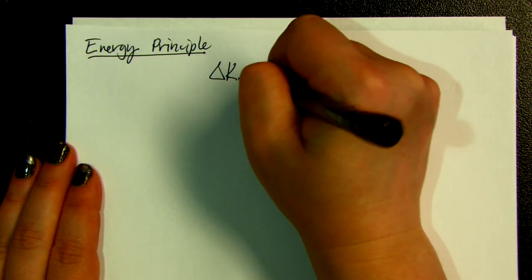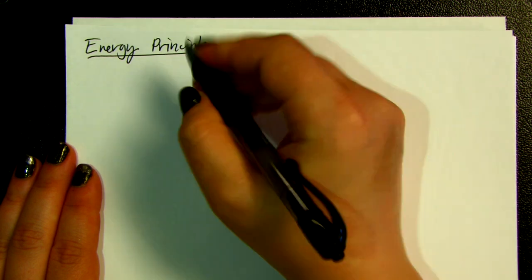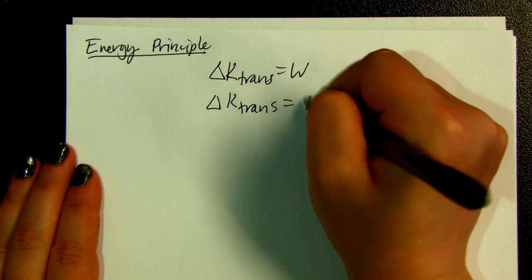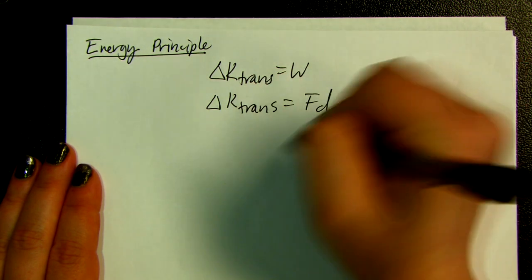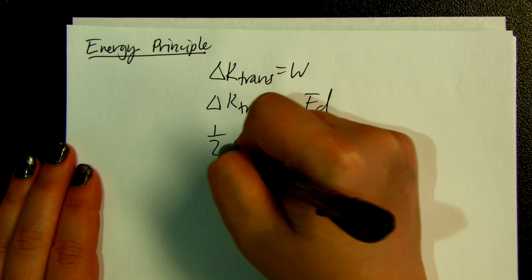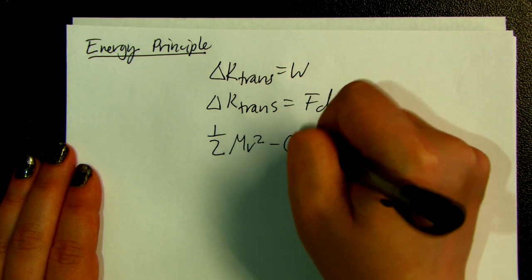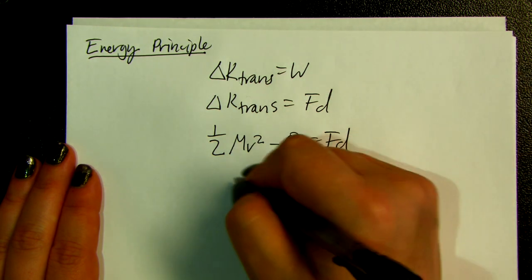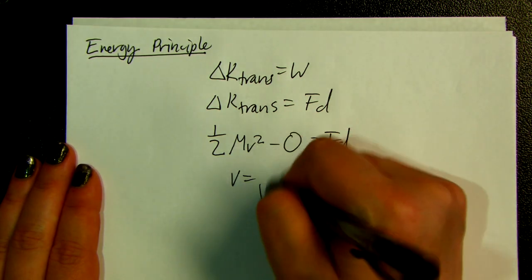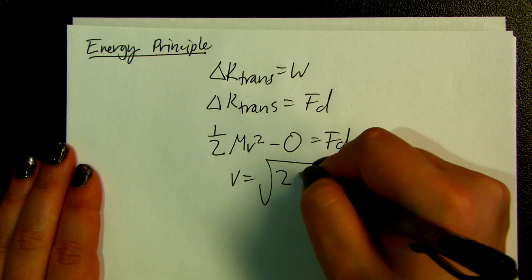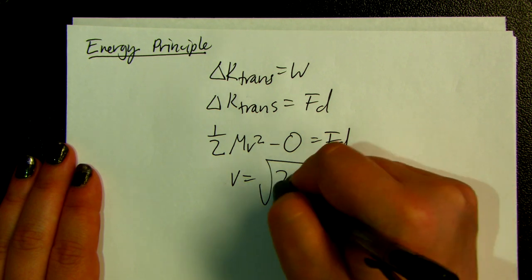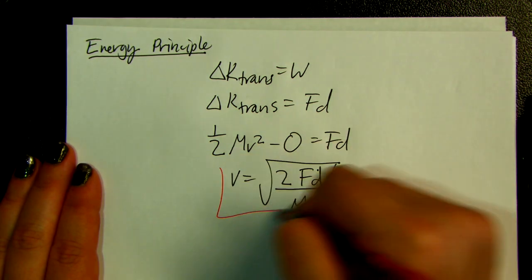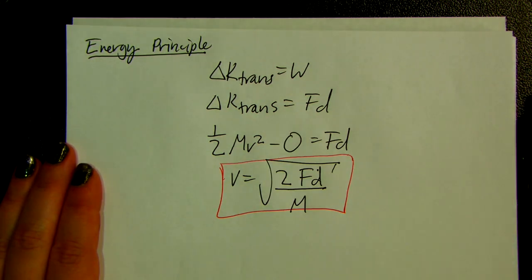The change of translational kinetic energy is equal to work. The change of translational kinetic energy is equal to the force applied over that distance that she moves. 1/2 mv squared minus 0, because she started at rest, is equal to FD. v is equal to the square root of 2FD over m. Wrap it up and put a bow on it. We are done with the point particle model.